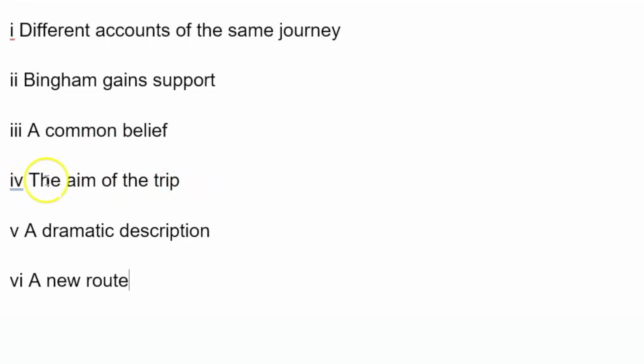Fourth, the aim of the trip. This is the correct heading for paragraph A because both parts of paragraph A are giving information about the aim of Bingham. So 4 is the correct answer for paragraph A.